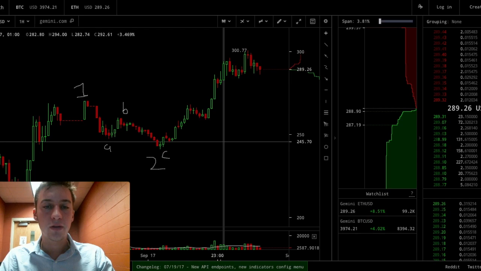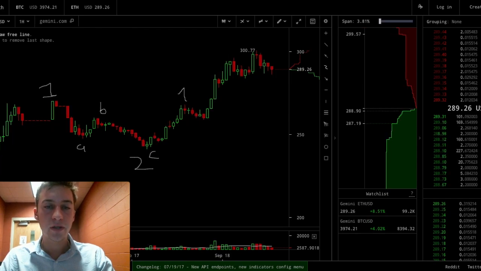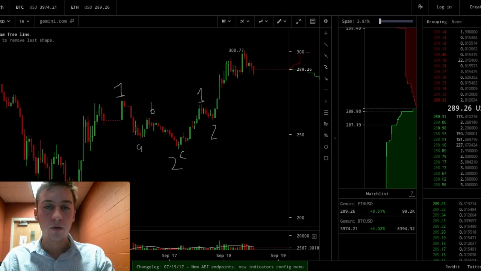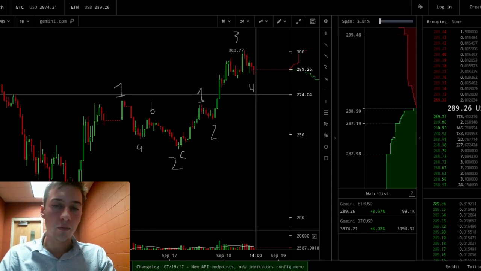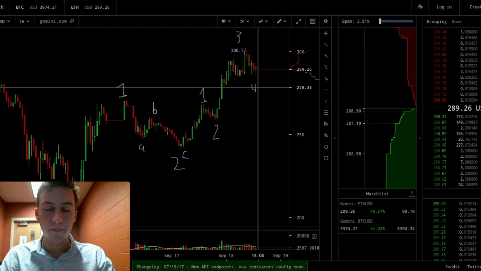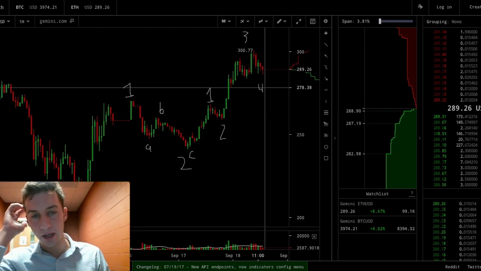One possible way to label this is this being a 1, this being a 2, and then we have our 3, and then this sideways action is our 4, and then wave 5 will go up from there, and then we'll see probably a heavy retracement.